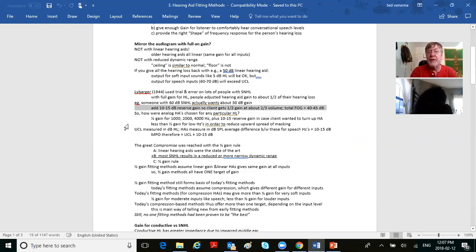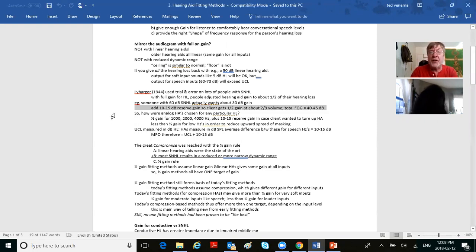So basically, he'd give half gain and then a bit of reserve gain of around 10 to 15. So if the half gain was 30, the full-on gain would be 40 to 45. And that's the hearing aid prescription method. And that's the mother of all hearing aid prescription methods. This is the mother from whom they were all born.